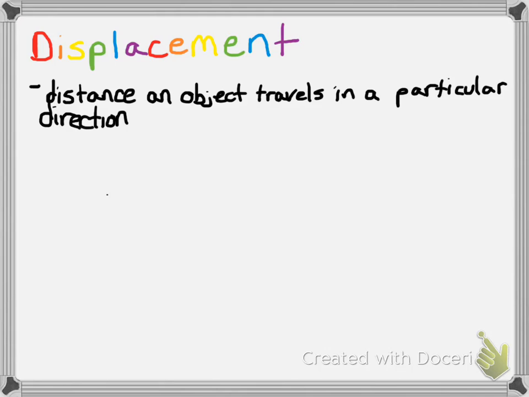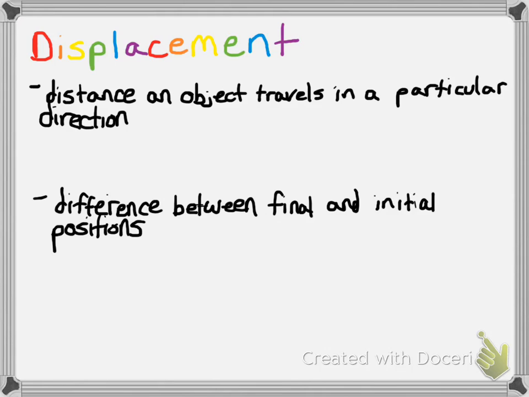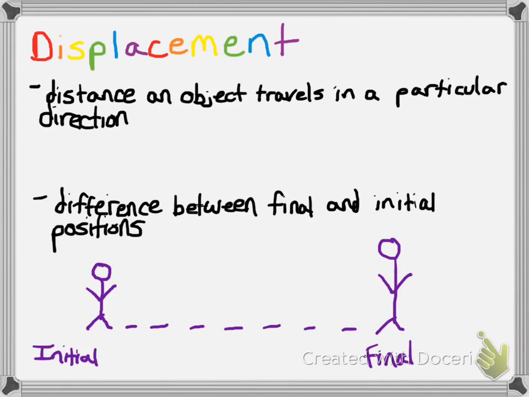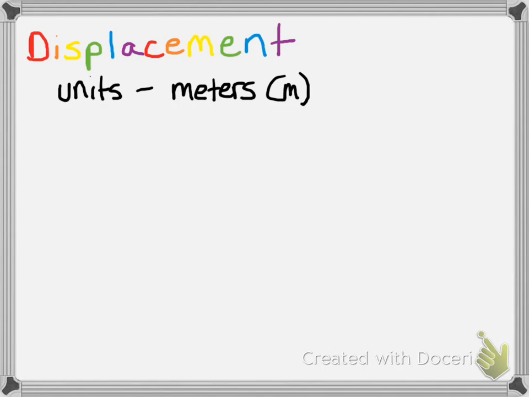This video covers displacement. Displacement is the distance an object travels in a particular direction. More specifically, it's the difference between the final and initial positions. Displacement is measured in meters, and the equation is delta x equals x final minus x initial.